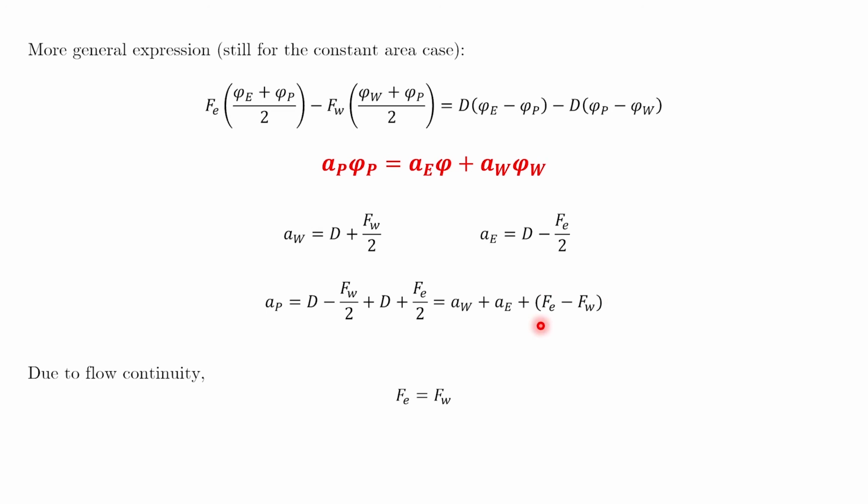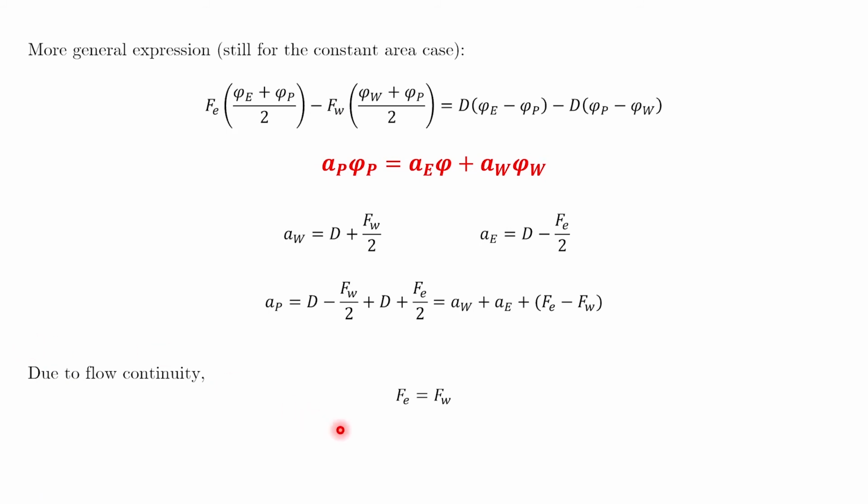But if you remember that F represents the flow rate per unit mass, per unit area, that is the mass flow rate per unit area, then we know from the flow continuity that whatever flow comes in from one side has to leave the other side, so this rho into U multiplication has to be the same. Therefore Fe is nothing but Fw, and again I'm just writing this as a general form, but you would see that AP equals AW plus AE. That expression still holds true.